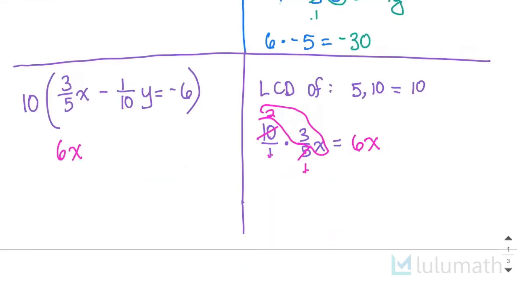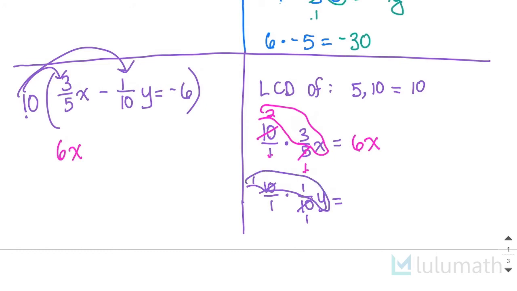Okay. So for the next part we have here, we are going to do 10 over 1 times 1 over 10y, okay? So 10 and 10 are both divisible by 10. They both turn into 1s. So this ends up being 1 times y right here. So I end up getting 1y, or just y. So this becomes minus y, okay? And then lastly, I can just do -6 times 10, which is equal to -60. So right here, I end up getting equals -60.